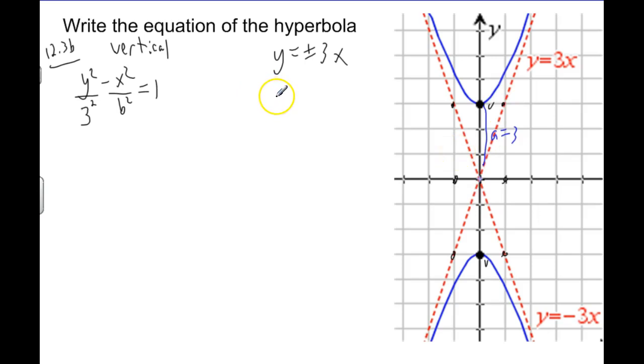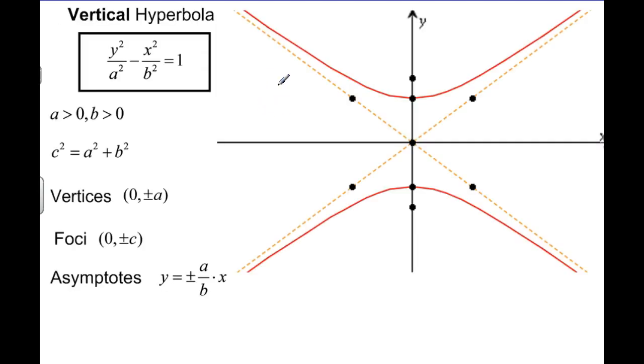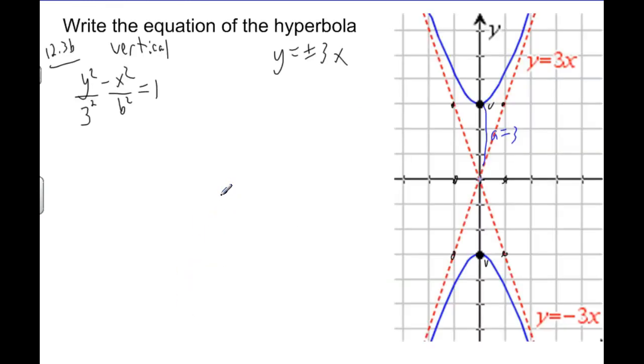So the formula for this one, for vertical, let's look back at vertical. Formula is a over b, slope. So if the formula is y equals plus or minus a over b times x, then we know that 3 equals a over b. So you can set up an equation. So a over b equals 3, or 3 equals a over b. We know that a is 3. So right here we can plug in a 3. And probably without solving it, you know that b is 1.